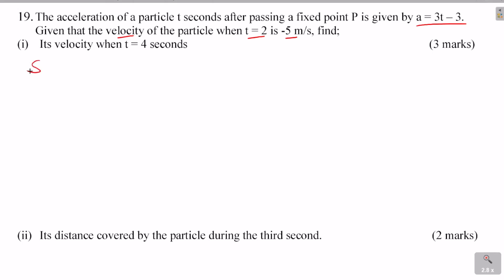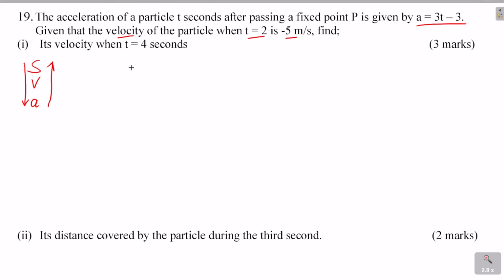When you're given displacement and you differentiate displacement, you get velocity. When you're given velocity, you differentiate velocity to get acceleration. That is the downward movement; the downward movement we differentiate. When you are moving upwards, we integrate. For instance, if you're given acceleration and you're required to get velocity, you're moving upward, like in this question, so you're going to integrate.